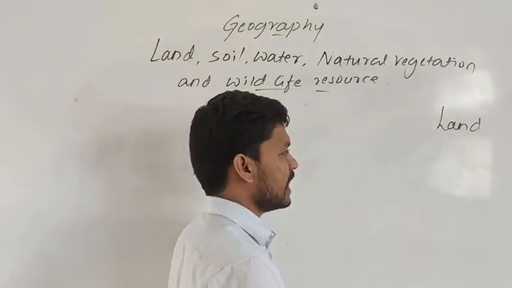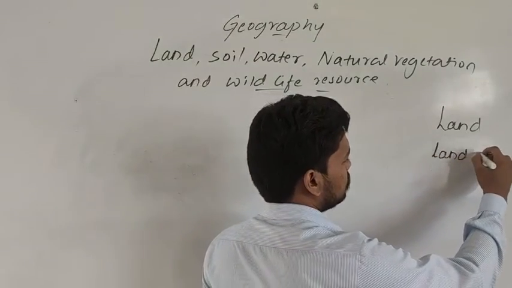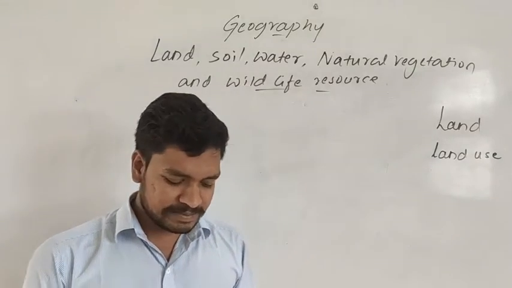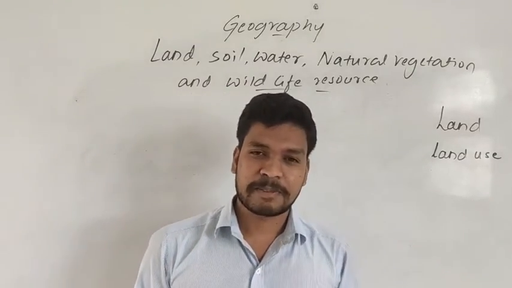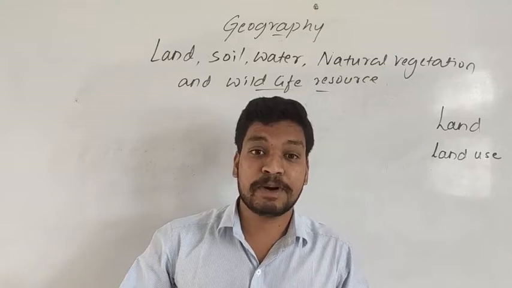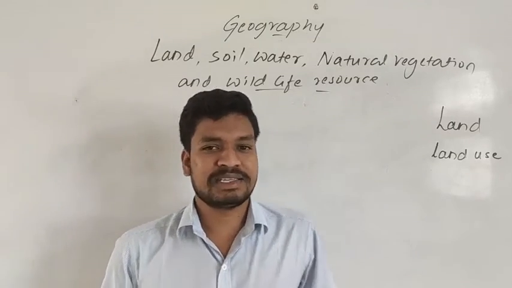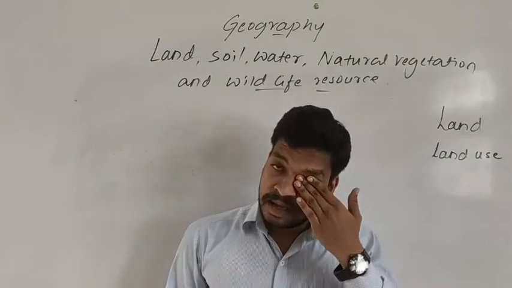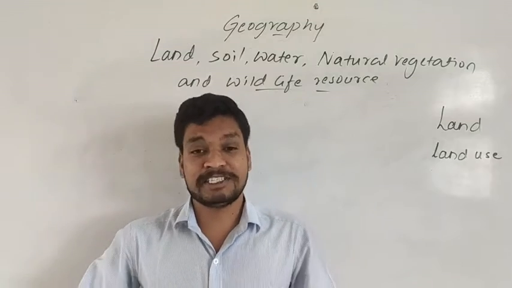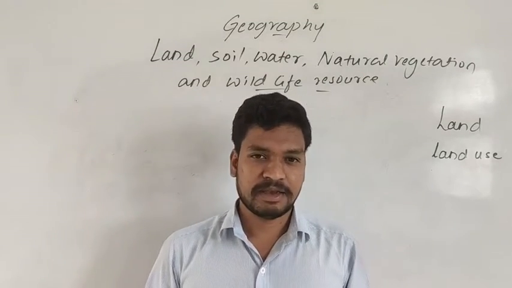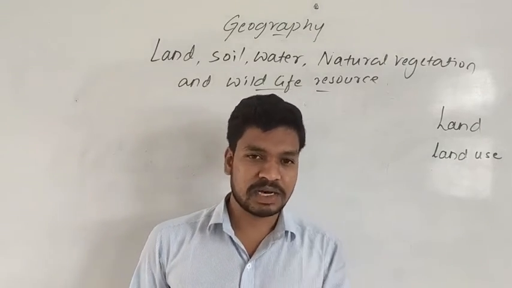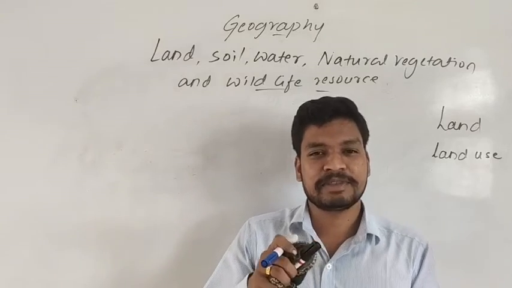Then we started to discuss land use. Next concept: land use. What is land use? Yes, making use of land for different purposes and different activities is called land use. It's very simple. There are two main factors which affect land use: physical factors and human factors.